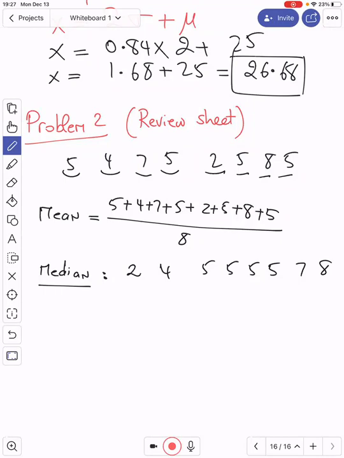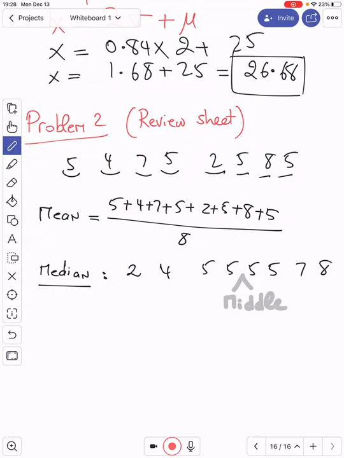Okay, so the median, of course, would be the number in the middle. And here it's just 8 numbers. You can see that the middle would be between the 5 and the 5 here. That would be the middle point. Sorry about that. Yeah, the middle.